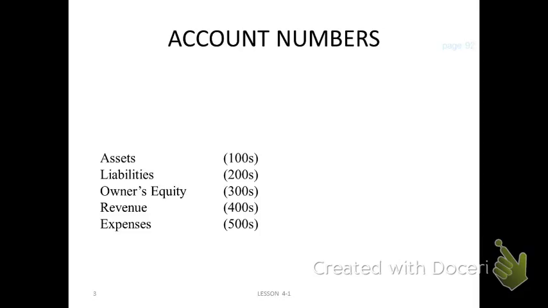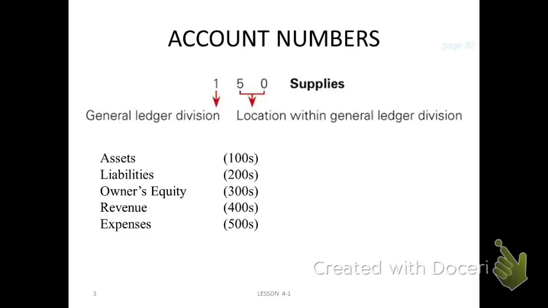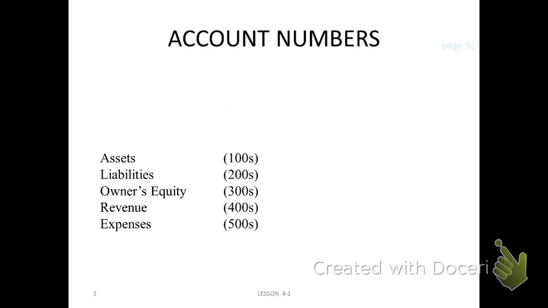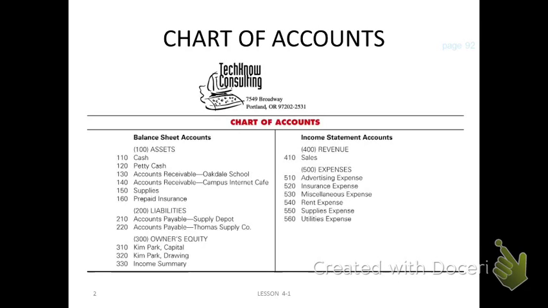So, back to what we were just looking at, you'll notice that all the asset accounts had the number 1 in front of them. All the liabilities had the number 2 in front of them. The owner's equity accounts had the number 3. Revenues all had the number 4. And expenses all had the number 5. So I'm going to go back to that for a second so you can see exactly what I'm referring to.